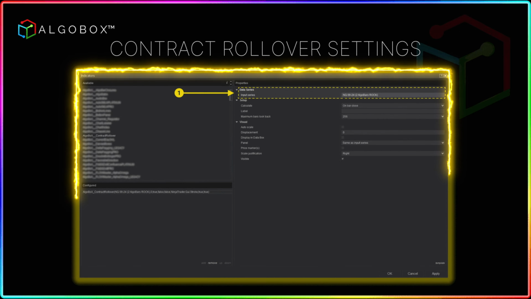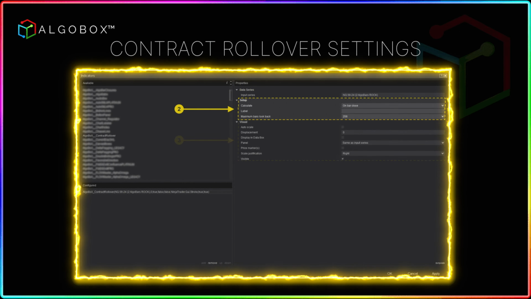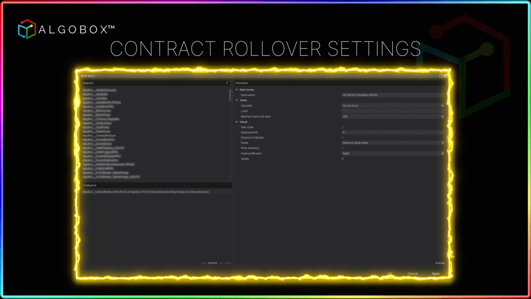To set it up, press Ctrl+I, select AlgoBox contract rollover, and click Apply. The vertical yellow line appears, showing exactly when to roll over.